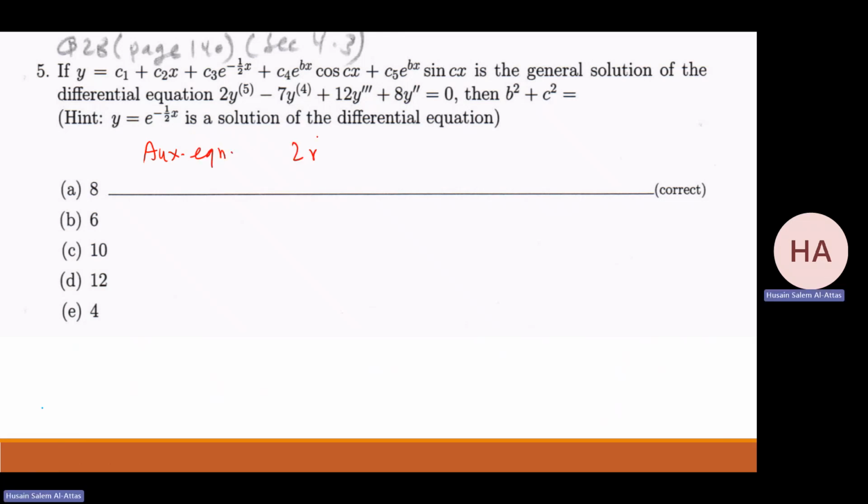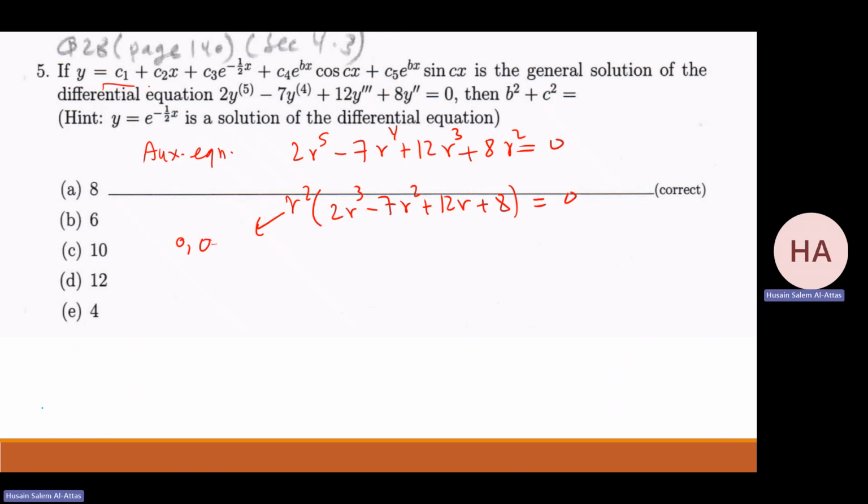It will be 2r to the power 5 minus 7r to the power 4 plus 12r cubed plus 8r squared equals 0. Very clear, I can take r squared common factor. I have 2r cubed minus 7r squared plus 12r plus 8 equals 0. This will give me 0, 0. And this will be the general solution from that.